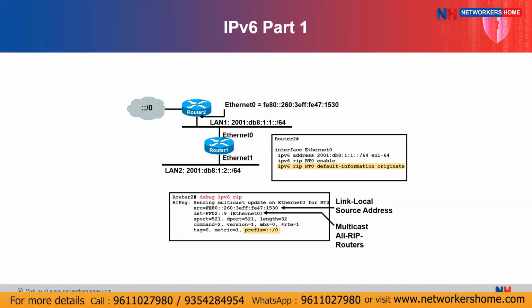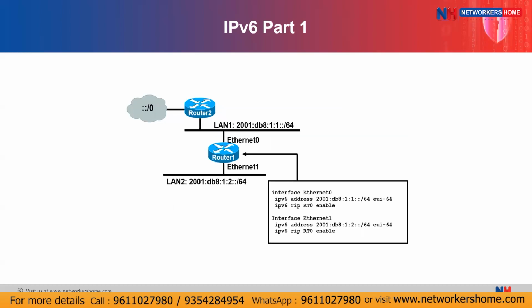And here is the example. First, we need to provide IP addresses on the interface, then IP version 6 rip. We have used RT0 enable, and IP version 6 rip RT0 default-information originate. So when you use debug IP version 6 rip, it shows sending multicast update on Ethernet 0 for RT0, that is the instance tag name, source, then destination, source port, destination port, length, command, version. These are for the RIP database, RIP header information, and what prefix default it is going to generate.